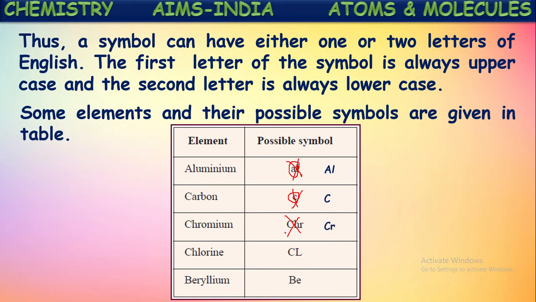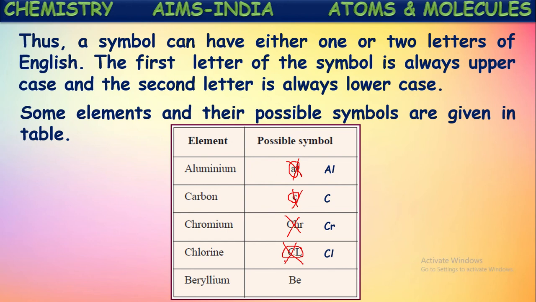Next, chlorine. If we see chlorine, it also has the starting letter C, and along with the first letter, the second prominent letter L is also taken into the symbol. Now the symbol becomes Cl. Okay, but if you observe the symbol given here, both the letters are in uppercase, which is also an incorrect way of symbol representation. What will be the correct symbol for chlorine? Capital C, small l.